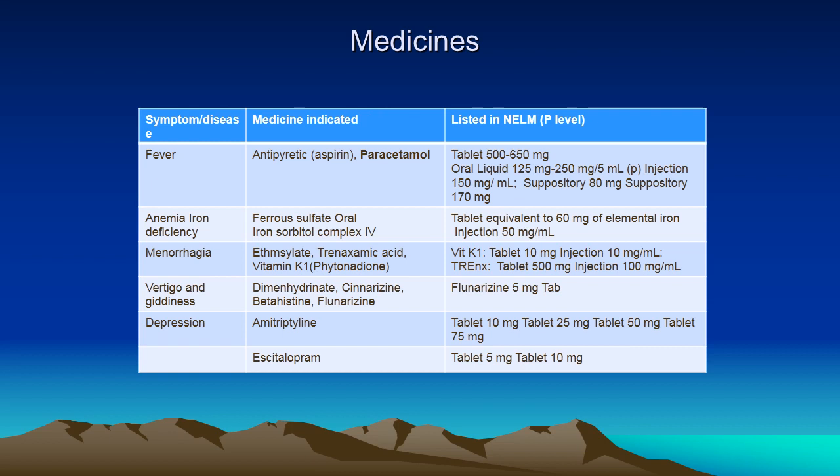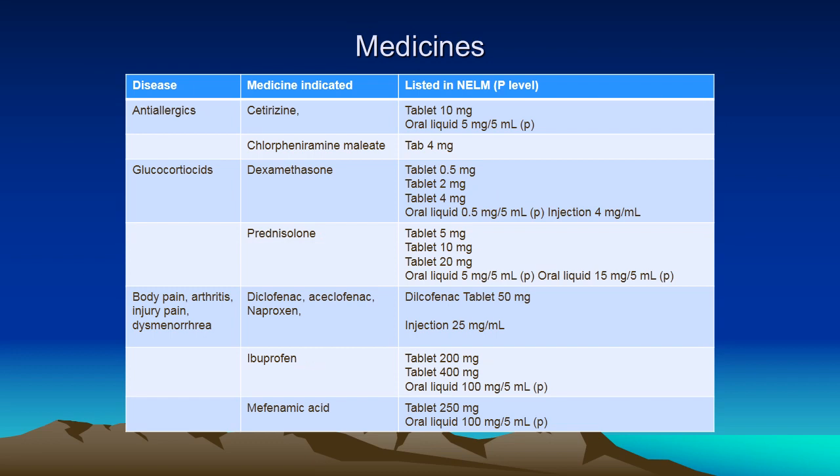For endogenous depression, amitriptyline should be chosen. If the cost is lower, then escitalopram can also be found. Both are actually found in the National Essential Medicine list. In a similar token, anti-allergics, glucocorticoids, drugs for body aches and pains, musculoskeletal disorders, dysmenorrhea: diclofenac, aceclofenac, naproxen are there, ibuprofen is there, mefenamic acid is there. All are actually included in the National Medicine List. I have already discussed tablet ibuprofen should be preferred, and injection diclofenac should be preferred.